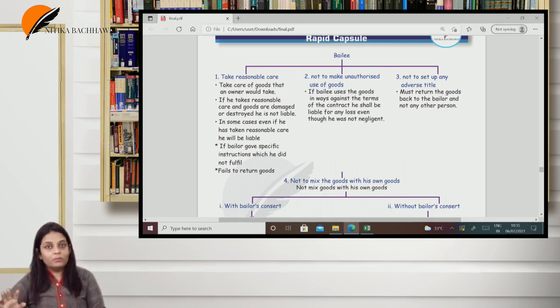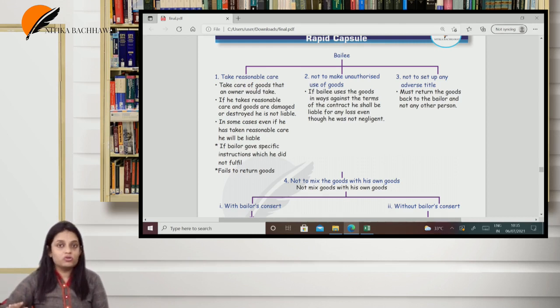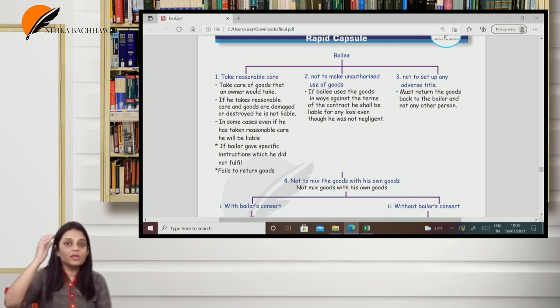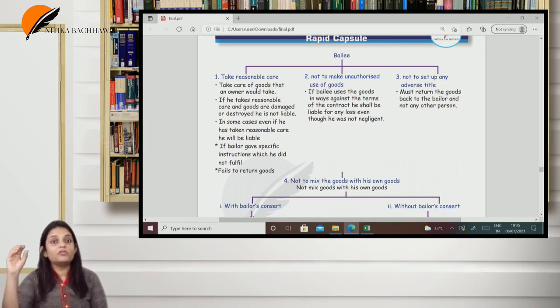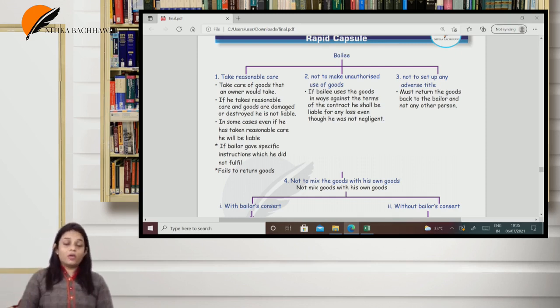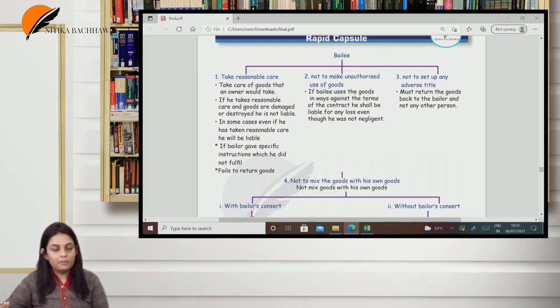So can you go and pledge those goods? Can you do that? No. Can you, without the authority from the bailor, sell off those goods? No. You have no right. You can only use the goods for the purpose the goods have been given to you. You cannot use the goods for any other purpose other than the specified purpose. So if you do that, obviously you will be liable to the bailor.